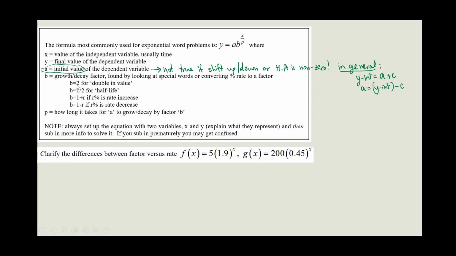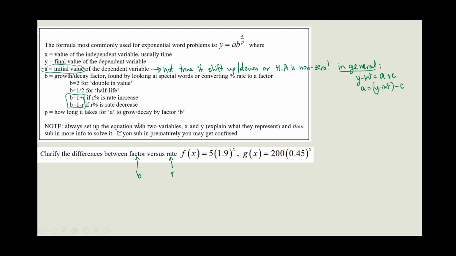If you see the word doubling, you can use 2. If you see half-life, you can use 0.5. If you are given a percent and you're told it's increasing, you're going to do 1 plus that percent changed into a decimal. If you see percent decrease, you do 1 subtract r, that r changed into a decimal. And then the p, the denominator of the exponent, would be how long it takes for that a initial value to grow or decay by the factor b that we've discussed.